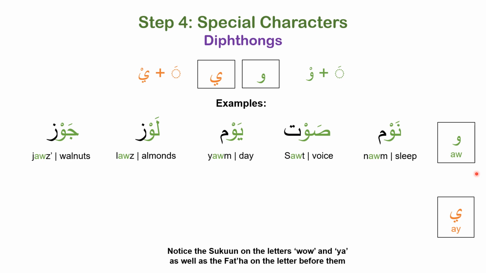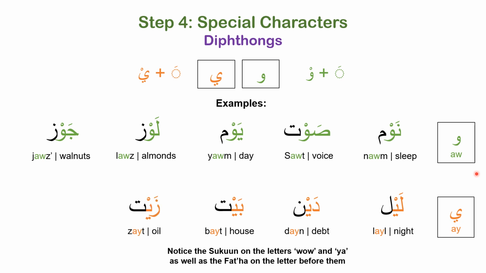So now let's look at some examples for ya, which is the other diphthong. The first word here is layl. Layl, which means night. Dayn. Dayn, which means debt. Bayt, which means house. Bayt. Zayt, which means oil. Zayt. Ayna, which means where. Ayna.